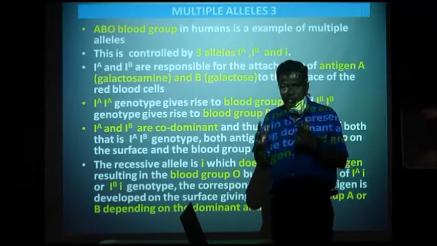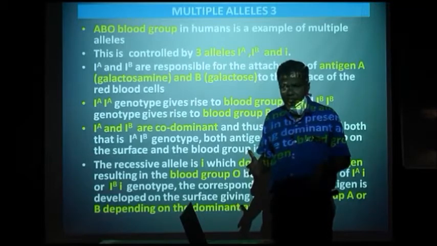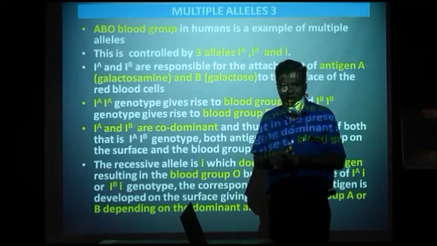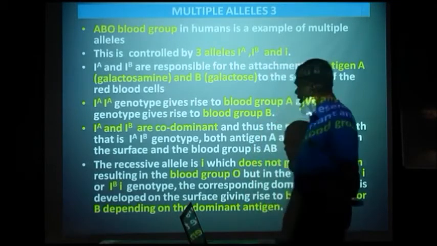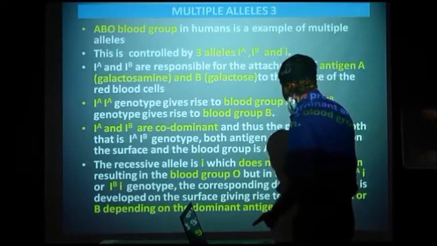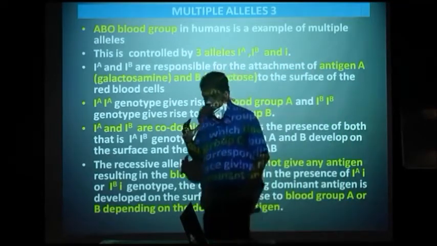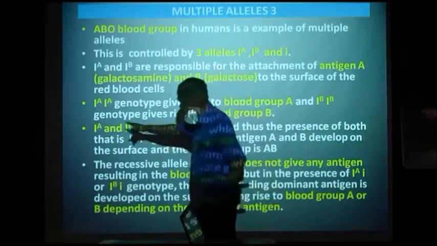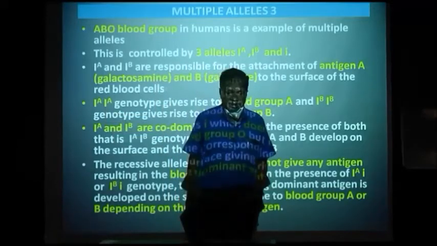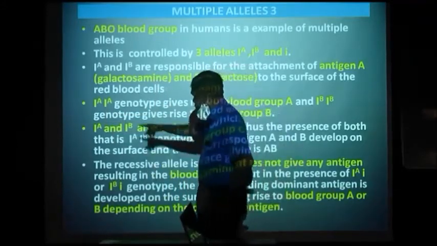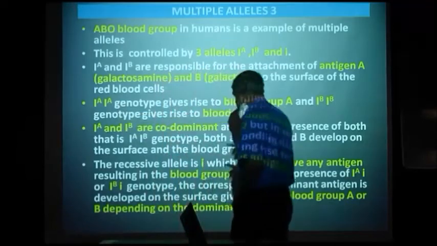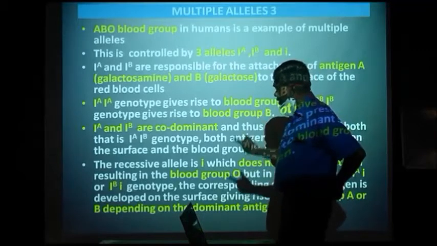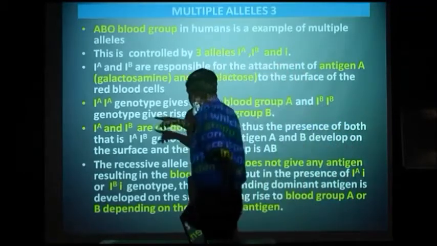Group A, blood group A, blood group B, blood group O, and AB. A, B, AB and O. Now let's try to explain this situation. Blood group A is because of a dominant gene, that is IA, and blood group B is because of the gene IB.